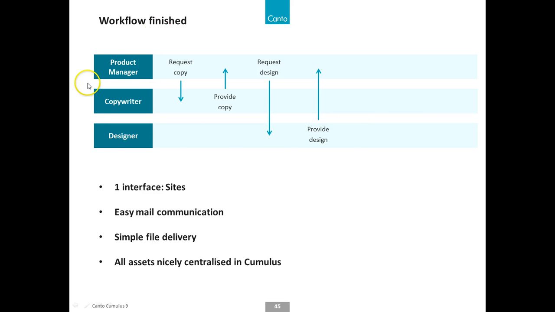As you can see in these steps, you can very easily use the Cumulus native functionalities to help you centralize everything from one interface with an easy mail communication and a very simple file delivery. All assets are nicely centralized in Cumulus. So this was an example of how you can optimize your workflow, optimize your communication between the different persons concerned in this workflow.